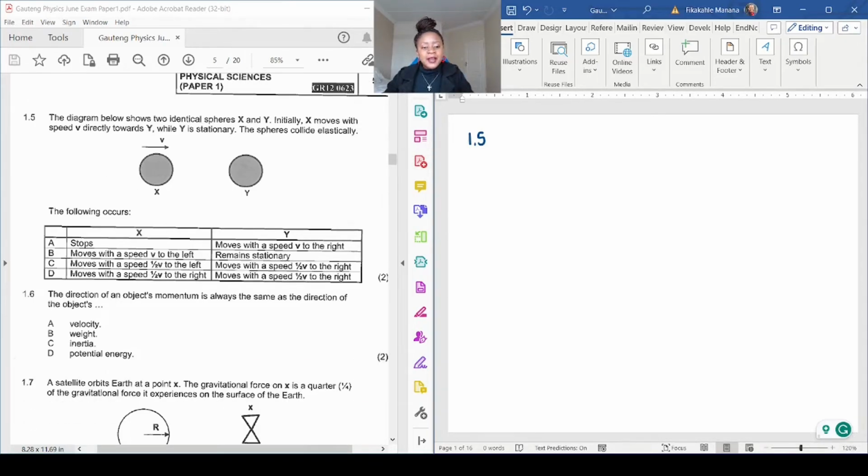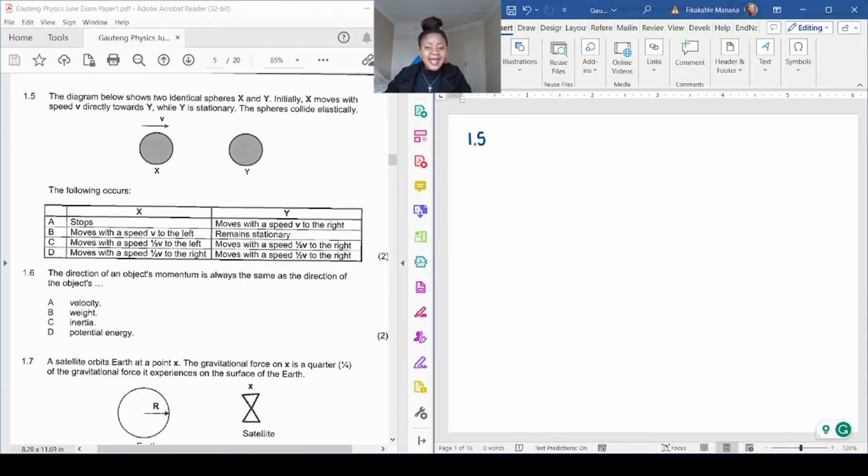It's fine. The diagram below shows two identical spheres, X and Y. So they're identical, meaning they have the same mass, the same shape, the same density, everything. Initially X moves with speed V directly towards Y, while Y is stationary. The spheres collide elastically. Remember, elastic collision means that the sum of the kinetic energy before is equal to the sum of the kinetic energy afterwards. So now, what happens? The following occurs.